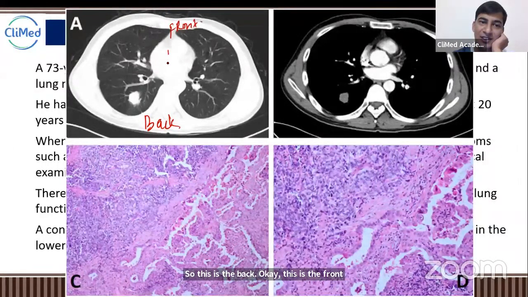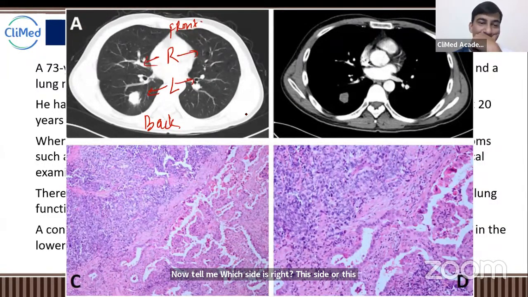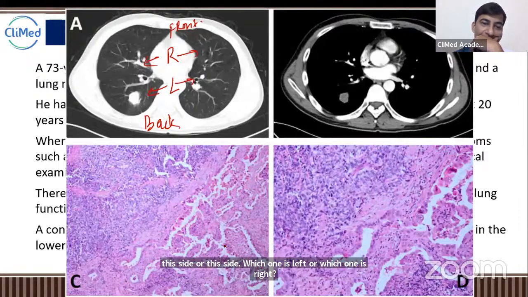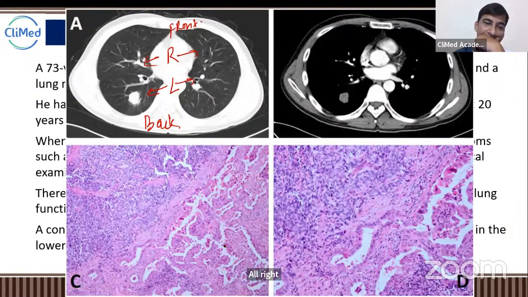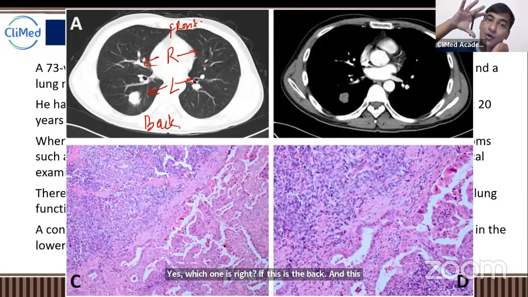Now tell me which side is right. This side or this side? Which one is left and which one is right? I'll write. If this is the back and this is the horizontal view, a horizontal cut in the CT scan from the head side, then which one is right?